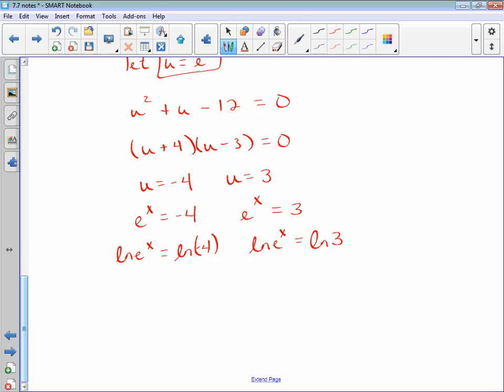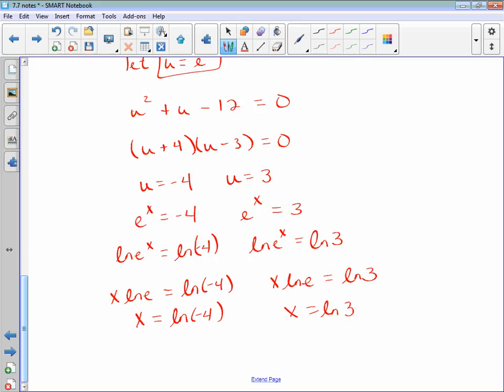So then when I bring the exponent in front, I've got x natural log of e equals the natural log of negative 4, and I have x natural log of e equals the natural log of 3. What is the natural log of e? 1, right? Guys, that's one you gotta know, okay? So that makes this just x equals natural log of negative 4, and x equals natural log of 3.